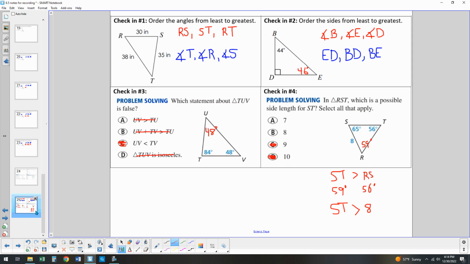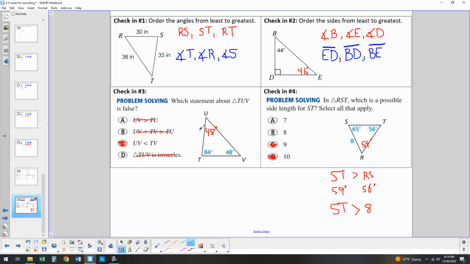All right, so for check-in number 1, I listed my sides first with RS, ST, and RT. Then I had my angles, angle T, angle R, and angle S. For check-in 2, I found my missing angle was 46, listed my angles in order, and then I had my 3 sides according to what letters were not used each time.